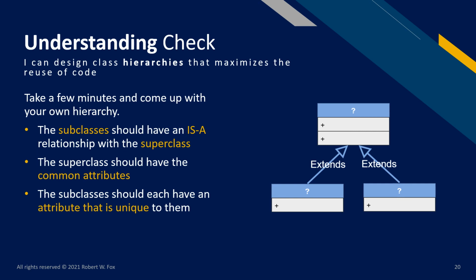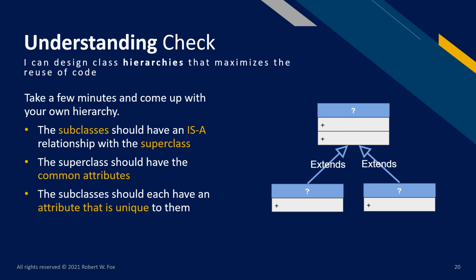For the understanding check today, I really want you to process the concept of inheritance. Writing the code isn't particularly difficult, but the concept and how it all fits together can be a little tricky. On the right side, I've got an empty class hierarchy. You can see that I've got a superclass at the top and two subclasses that inherit from it, and I'd like you to fill those in with literally anything. The only thing you really have to pay attention to is that the subclasses have an is-a relationship with the superclass, like a student is a person, a worker is a person.